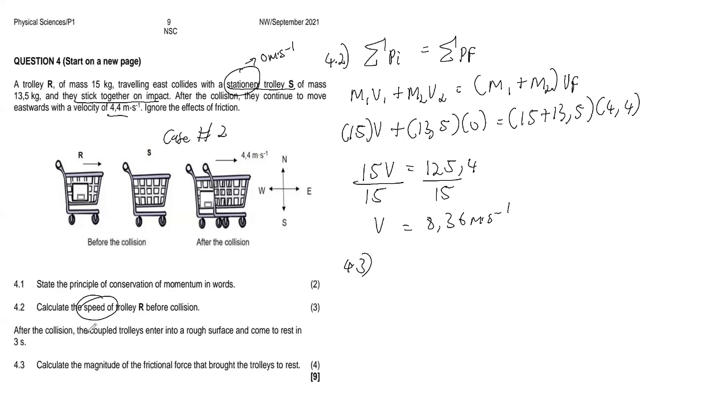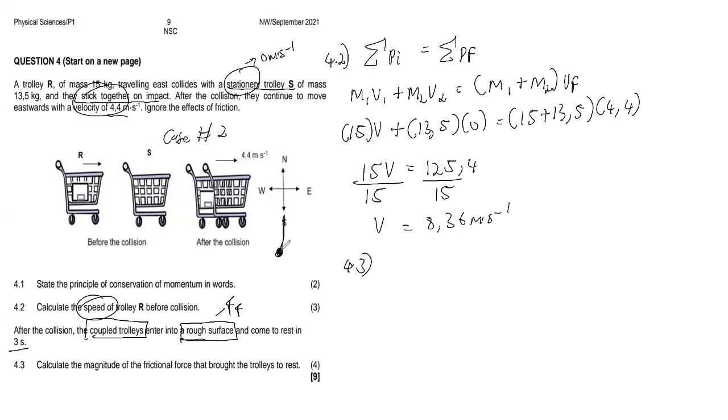It says after the collision, the coupled trolleys, so they're talking about the trolleys that are now moving as a unit, remember they stick together, enter into a rough surface, which tells us that now there is frictional force, and comes to rest in 3 seconds. Now 4.3 says calculate the magnitude of the frictional force that brought the trolleys to rest. Before we can answer this question, let's draw a free body diagram representing the forces acting on the coupled trolleys.